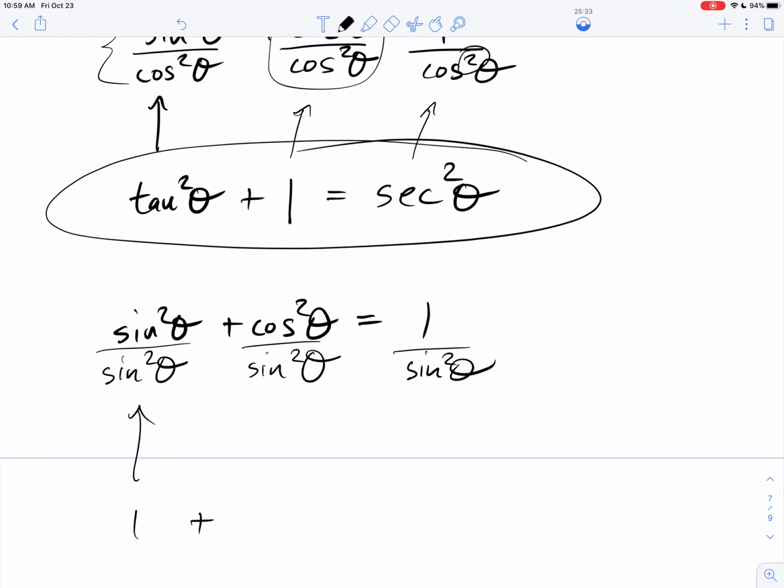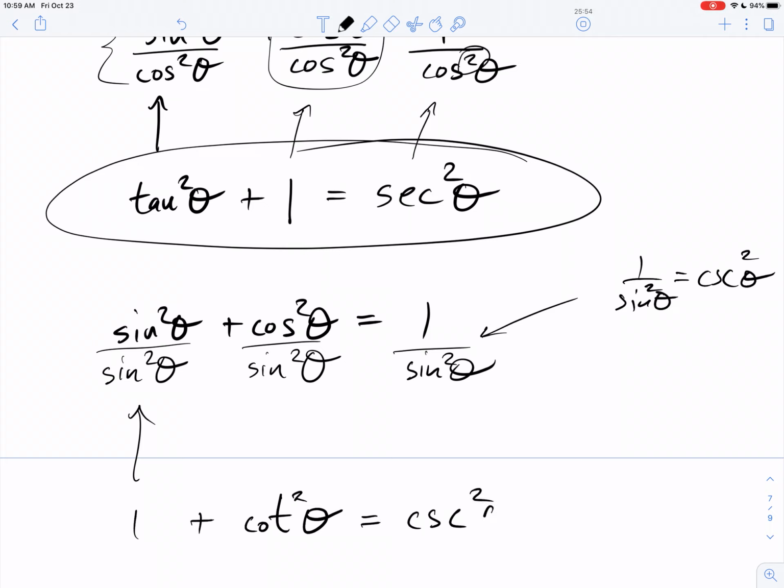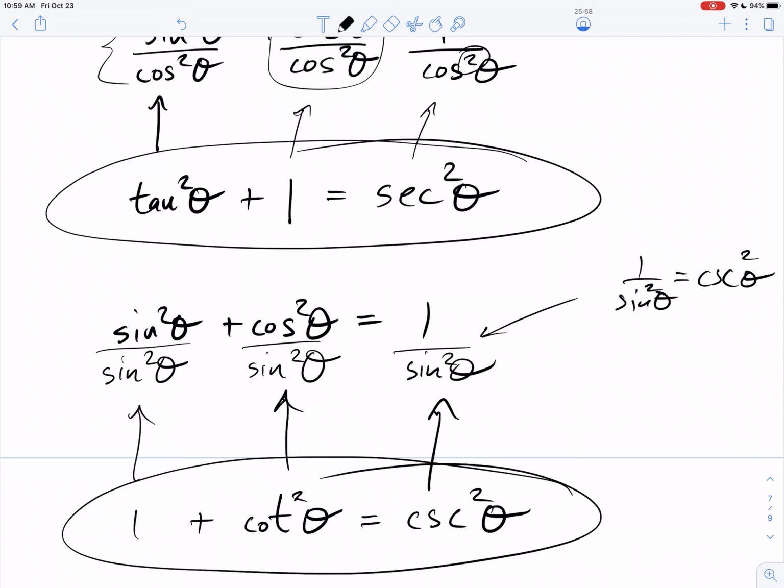Wait a minute, we saw that earlier too. That's called cotangent. And if everything's squared, we'll call it cotangent squared. And then 1 over sine theta, that's equal to cosecant theta. And if this is squared, oh my gosh. And this is the third of our Pythagorean identities. This is the third one of these.